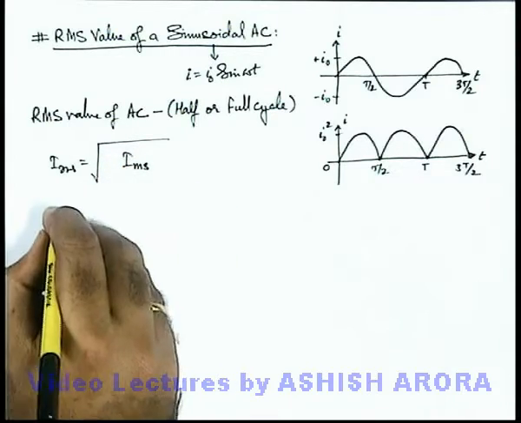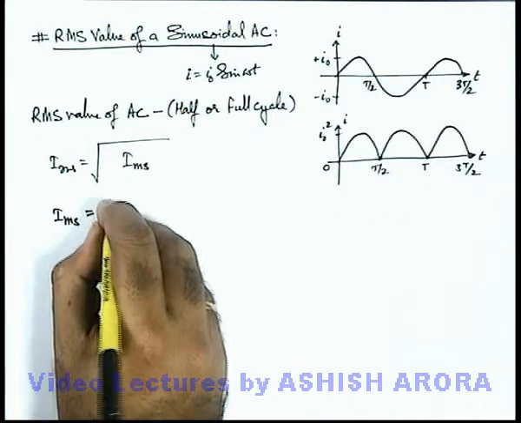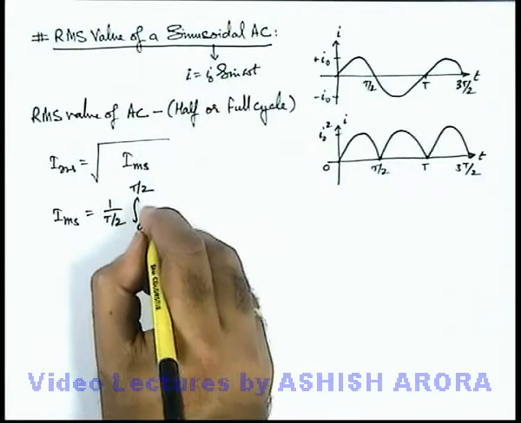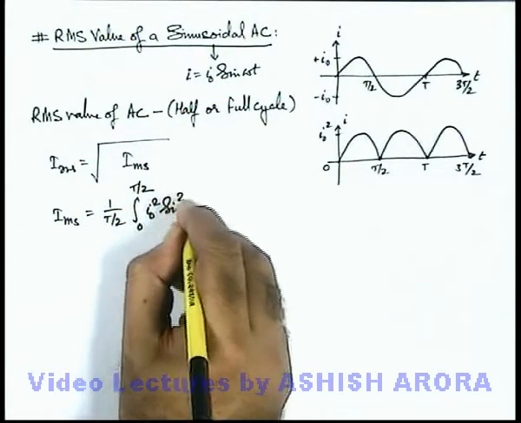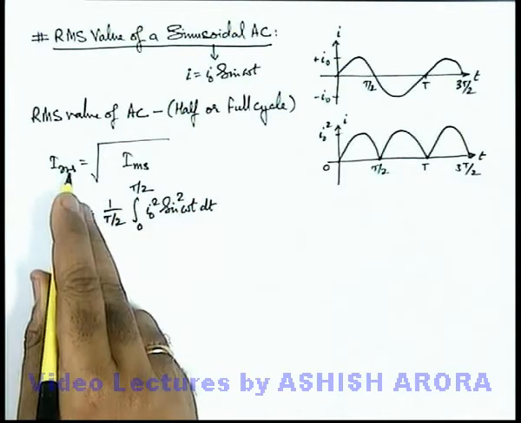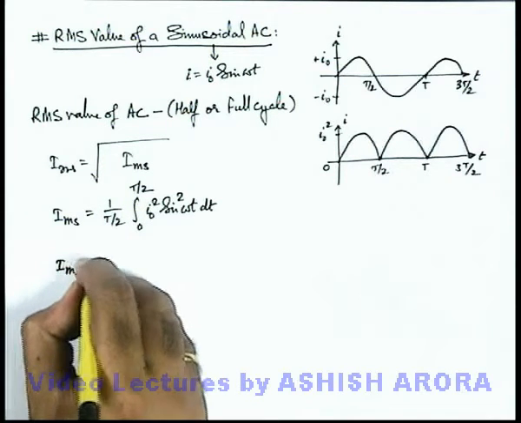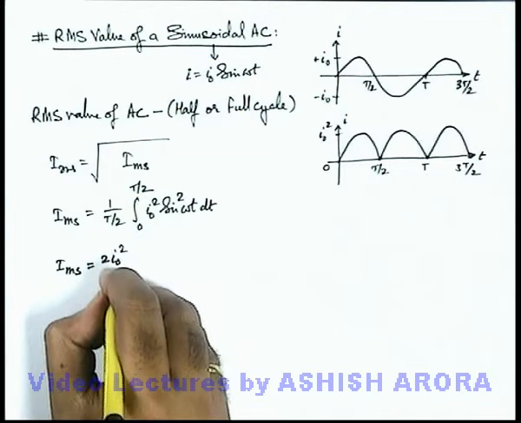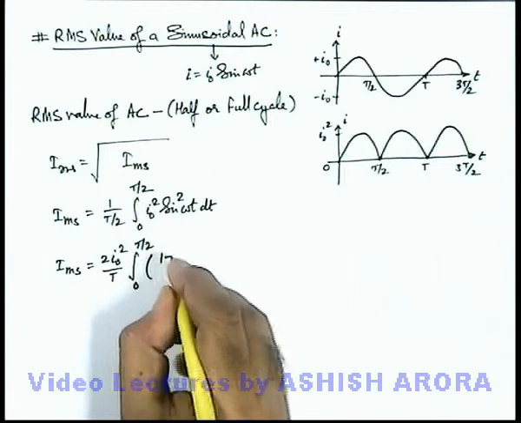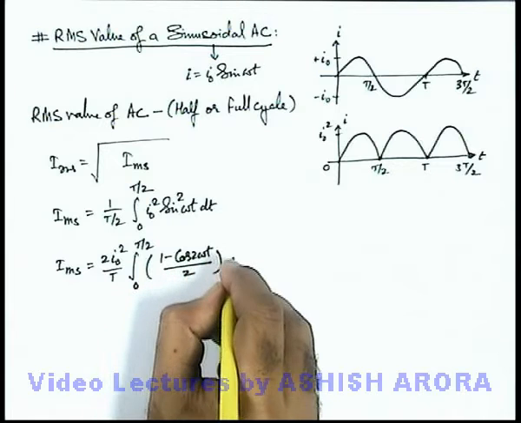And this mean square we can separately calculate as the mean of squares. It is 1 upon T by 2 integration from 0 to T by 2 of I square dt, which is I naught square sine square omega t dt. So here we are calculating the average of squares, then by using this we can find out the RMS value. Further simplified, it is 2 I naught square by T integration 0 to T by 2 of sine square omega t, which we can write as 1 minus cos 2 omega t by 2, dt.